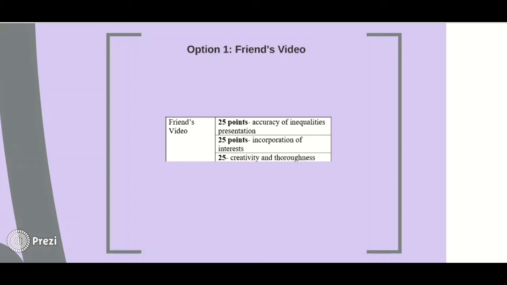So I have created an example of this because any teacher, when they ask their students to do something, should always create an example. So I created a quick example of this. I hope you enjoy it.